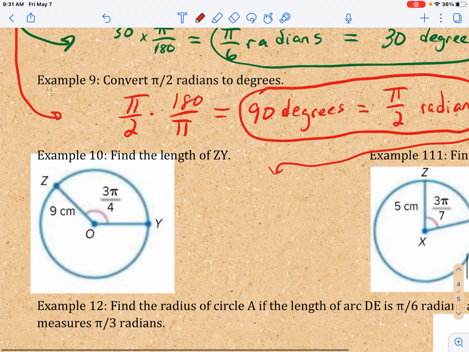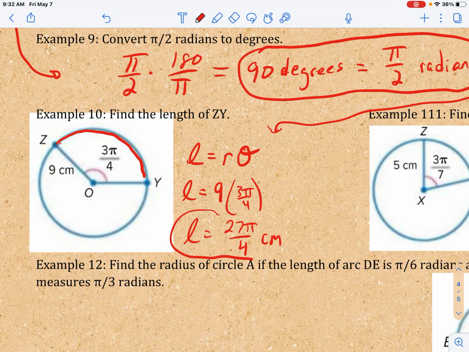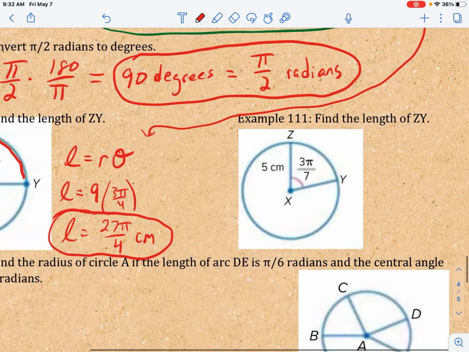So if you want to find the arc length of ZY, ZY is right here, we want to find how long it is. So again, we'll use our formula. Arc length equals radius times theta. So the arc length is equal to radius is 9, theta is 3 pi over 4, and we get 27 pi over 4 centimeters. That's it. So, no tricks here, right?